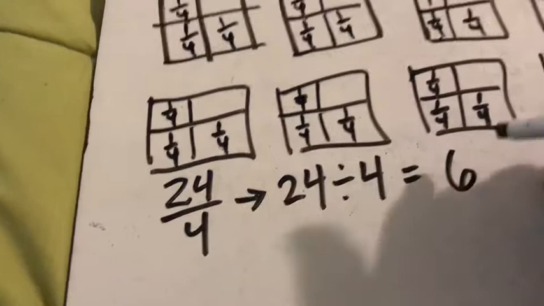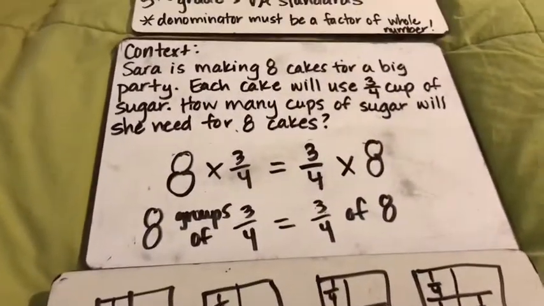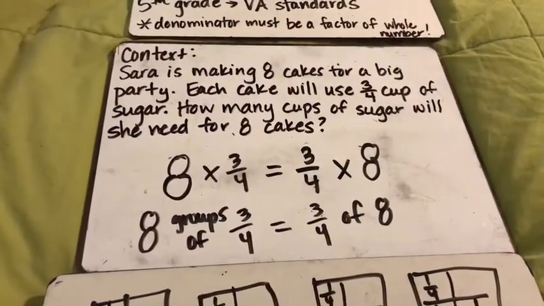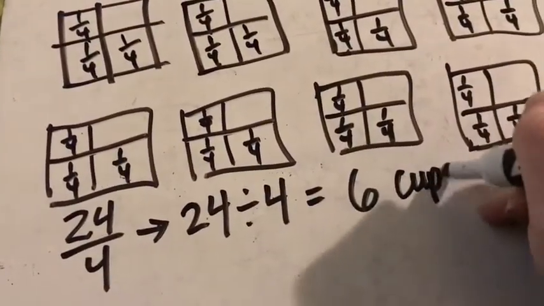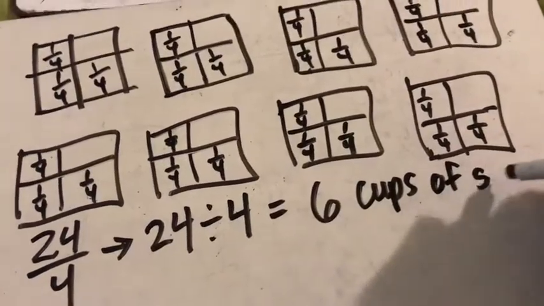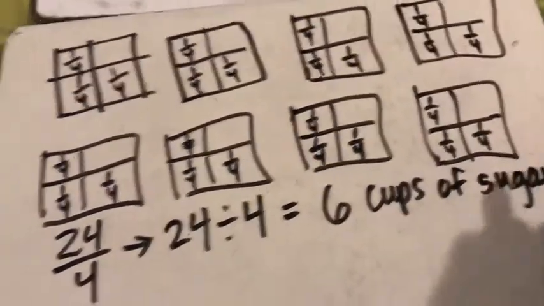So I'm thinking it's going to be 6, and since the problem is asking me for how many cups of sugar she will need, I know it's going to be 6 cups of sugar.